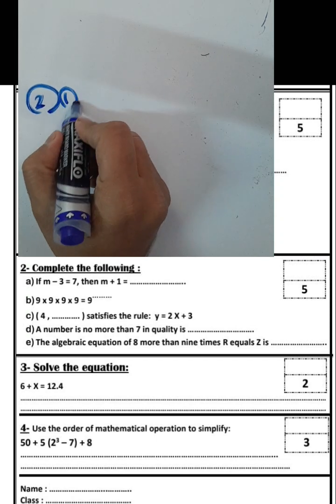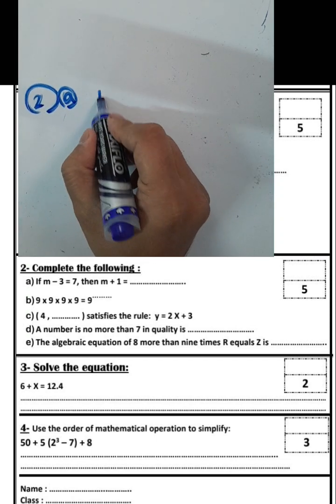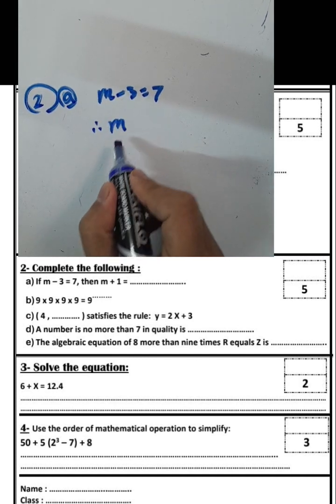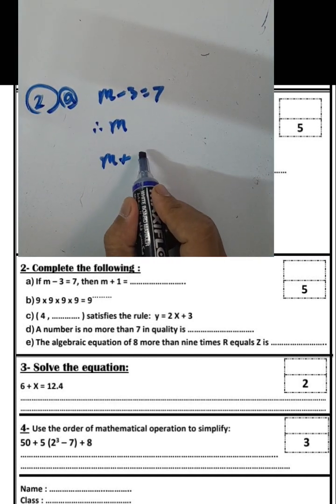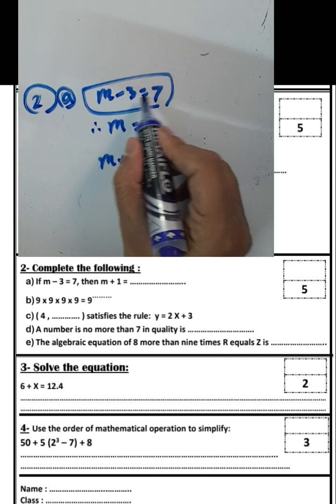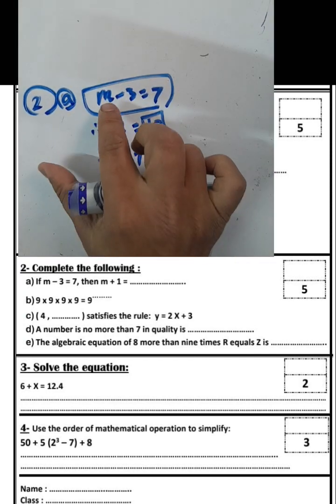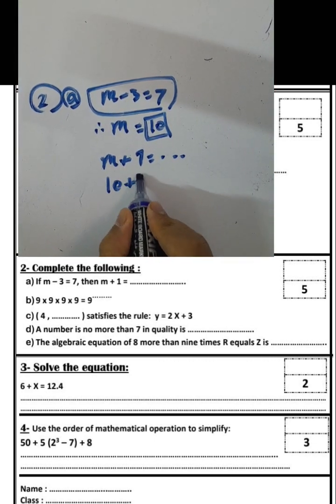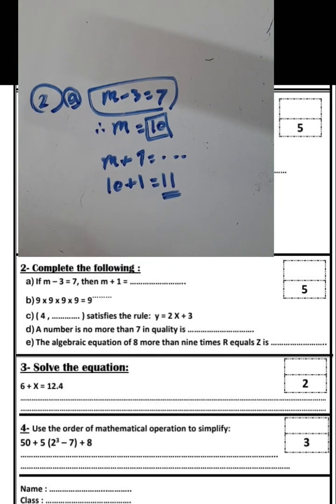Next question, number 2, complete. Number 1, letter A. If m minus 3 equals 7, then m plus 1 equals what? First, we can find the value of m here. M minus 3 equals 7, then m will be 10, because 10 minus 3 equals 7. You want to find m plus 1, then 10 plus 1 will be 11. The result will be 11.